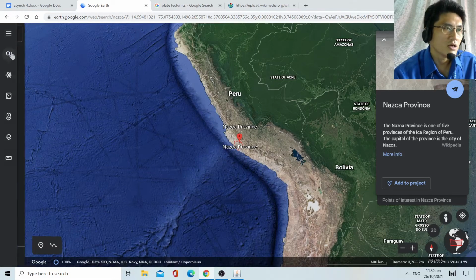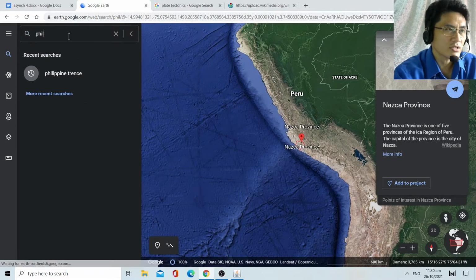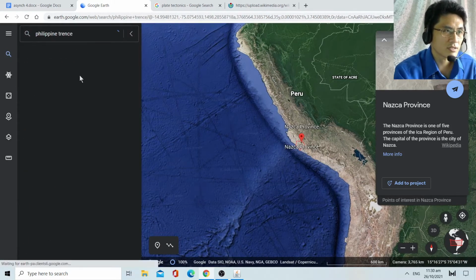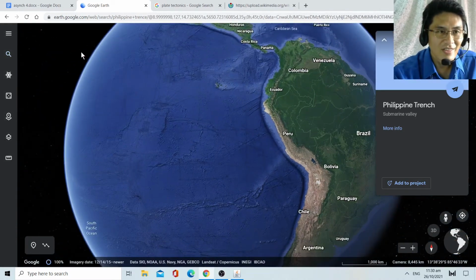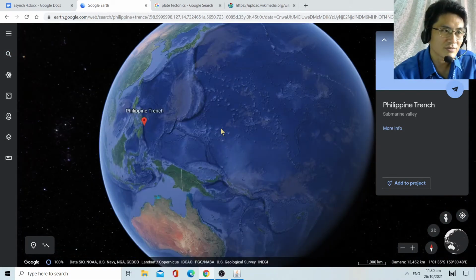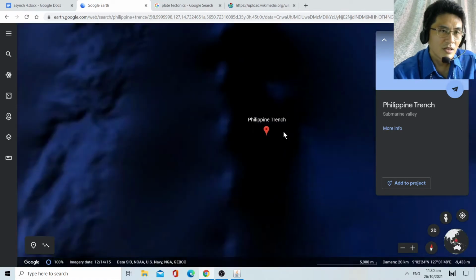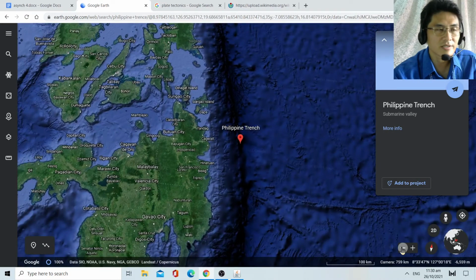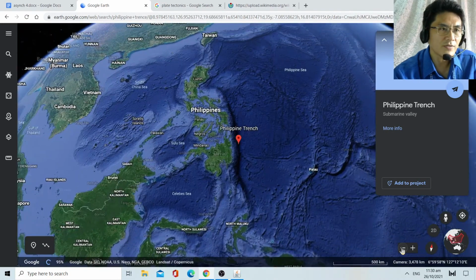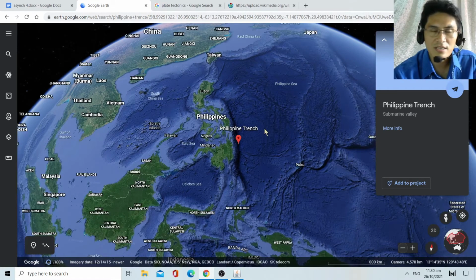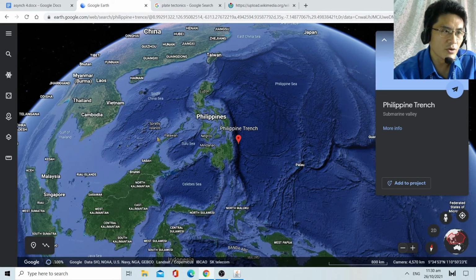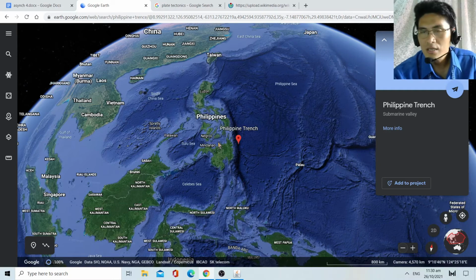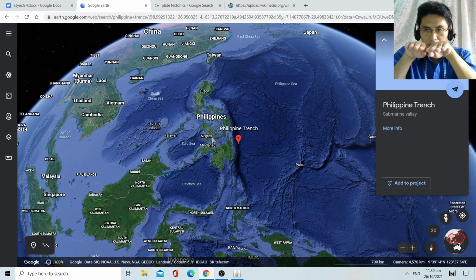If we also look at the Philippine Trench, this is a wrong spelling, but it gives you the correct location. So Philippine Trench. This is an example of two oceanic plates. Okay, because this Philippine Sea plate here is an oceanic plate, as you can see, and this part of Eurasia. Imagine if the Philippines were not here, this would have been ocean. So those are two oceanic plates.